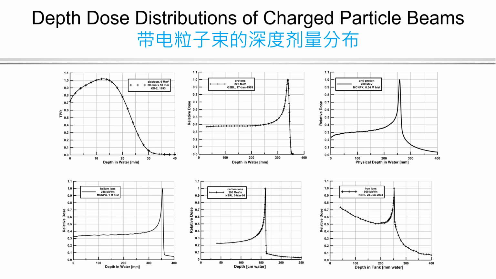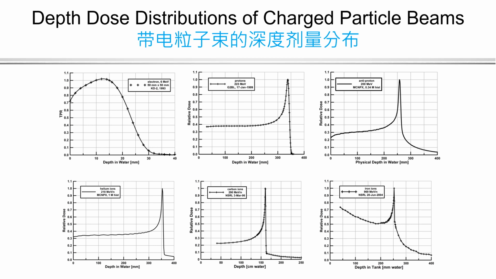This slide shows depth dose distributions for 6 non-range modulated charged particle beams. 4 of these distributions were measured with an ionization chamber and a water phantom, while 2 of them were simulated with the Monte Carlo program MCNPX. The figure on the upper left is for a 6 MeV electron beam and should be familiar to most people working in radiotherapy. The dose rises slowly with depth to a maximum and then gradually drops.